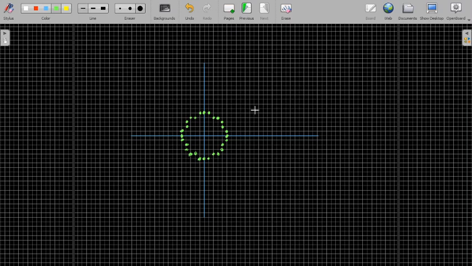In the next class, we will write a program to draw a circle on your computer screen.